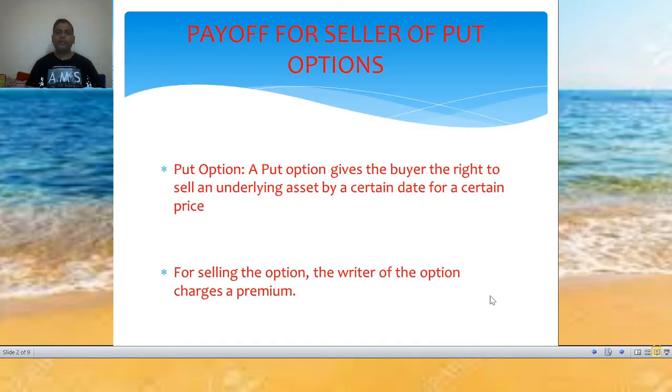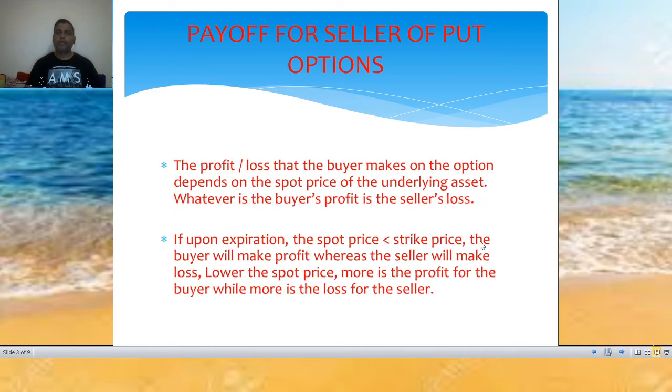A put option is basically an instrument that gives the buyer the right to sell an underlying asset by a certain date for a certain price. For selling the option, the writer of the option charges a premium from the buyer. The profit or loss that the buyer makes on the option depends on the spot price of the underlying asset. So whatever is the buyer's profit is the seller's loss.